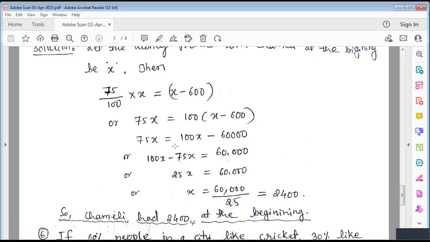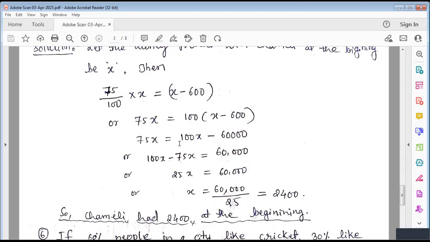And so 75x is equal to this much, and we rearrange the terms here because x is there and x is there. That means we have to take this 75x to the RHS, and take the 60,000 to the LHS, then reverse LHS and RHS.